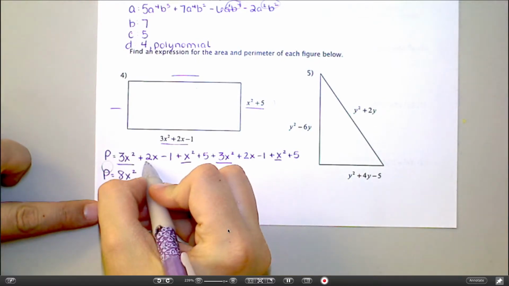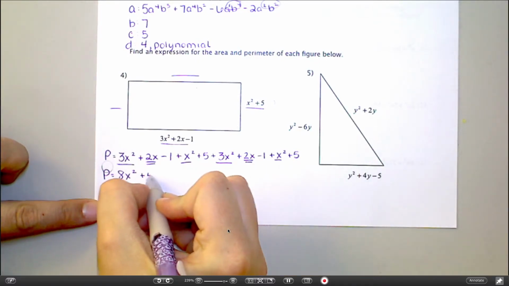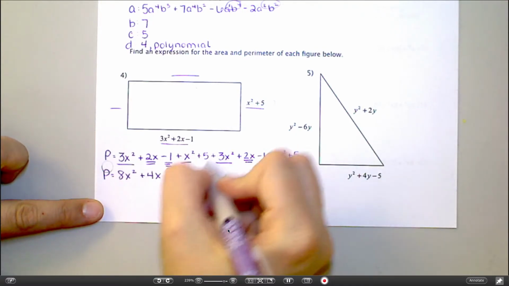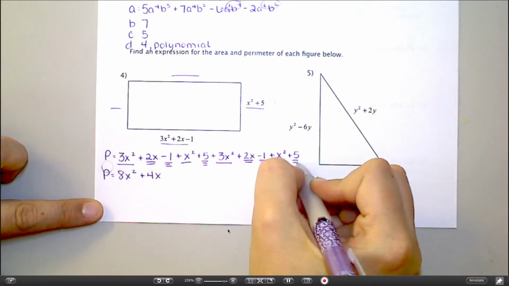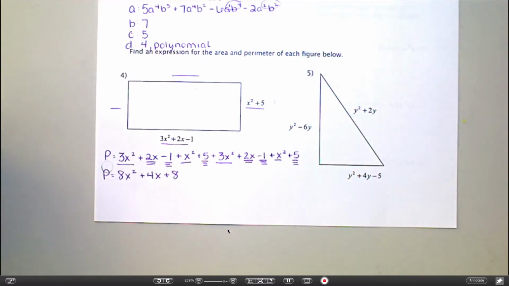My x's, I have 2x and 2x, which is 4x. And then I have -1 and 5, -1 and 5. Okay? There's your perimeter, your expression for your perimeter.